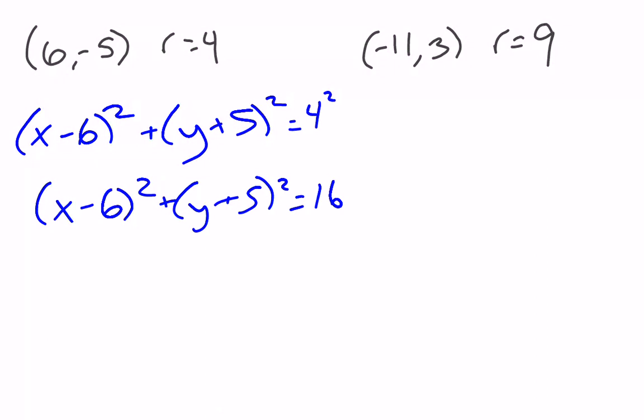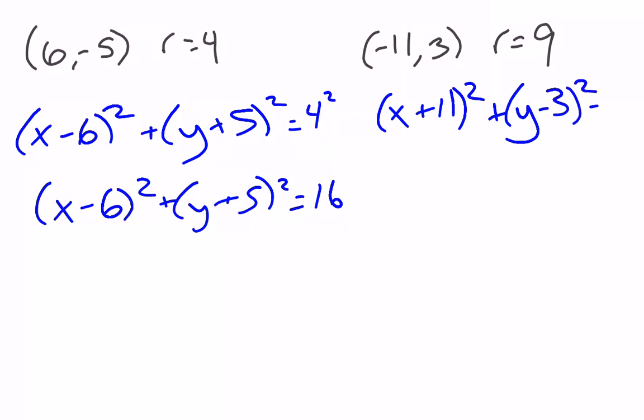And for the second problem, we do the same thing. So change the sign: (x + 11)² + (y, change the sign, − 3)² = 9², which is 81.